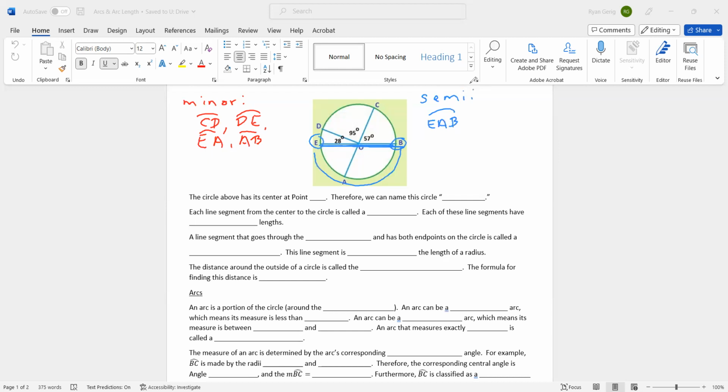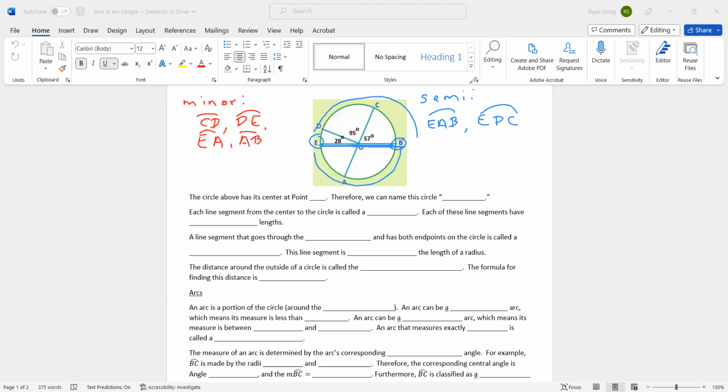All right. If I say BAE, it's the same semicircle, so I don't want to say BAE. That's not a different semicircle. Another semicircle would be going the other way. So EDC, right? That's going this way. The middle letter tells you the direction.